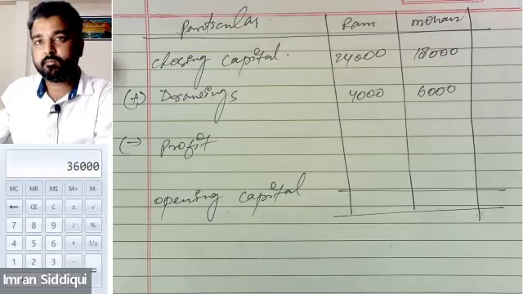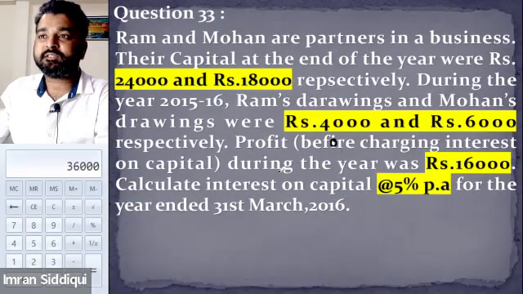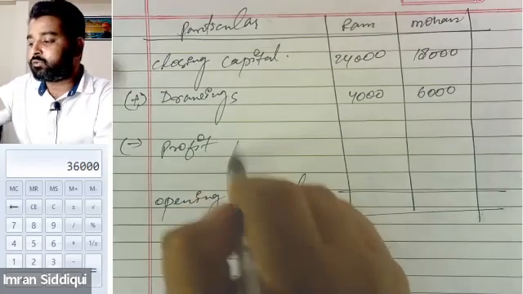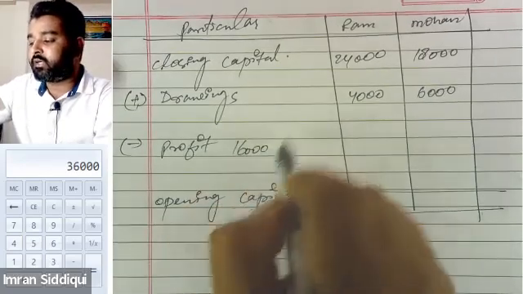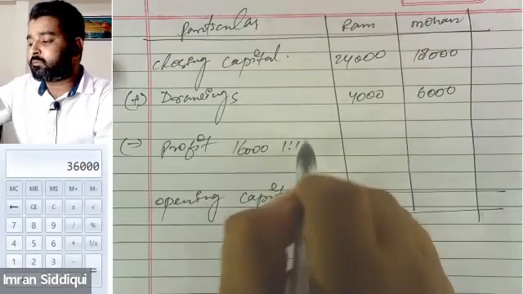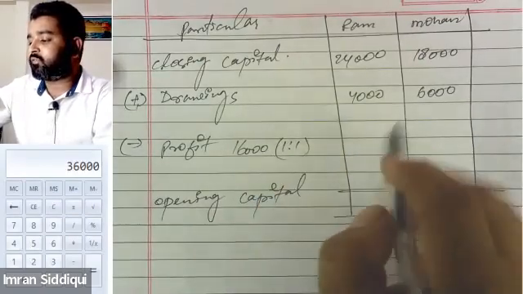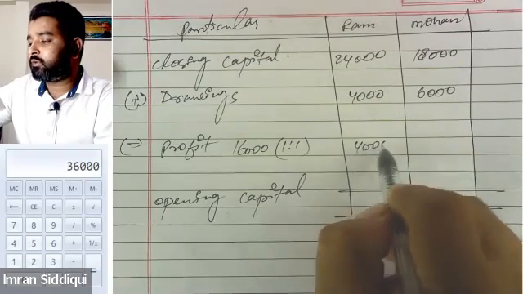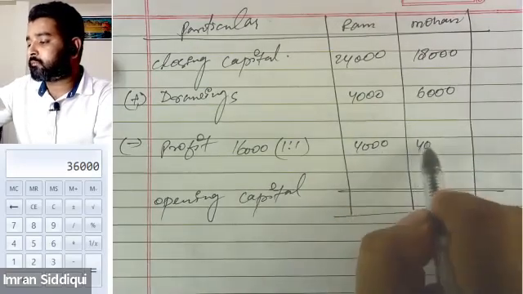Okay. So the profit is 16,000 and the ratio of their profit sharing is not given in the question. So we will simply presume that they are equal partners. So they must have shared this profit equally. So 16,000 must have been divided equally earlier. So we will simply allocate the profit equally among Ram and Mohan. So 4,000 for Ram and 4,000 for Mohan.